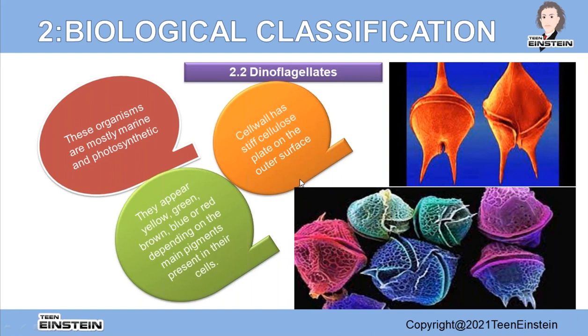And next is dinoflagellates. These appear in different colors depending on the main pigment present in them. Yellow, green, blue, red, all these colors are present in dinoflagellates. Most of them are marine and photosynthetic forms.